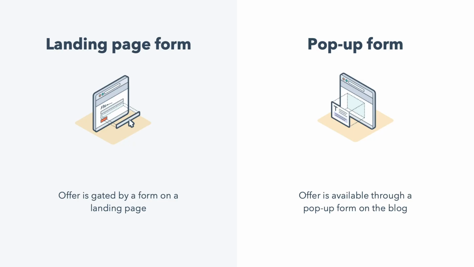To do this, you optimize your blog post with two different methods for converting traffic. One way is by adding calls to action to download a related content offer that is gated by a form on a landing page. The other way is by adding a pop-up form directly onto the blog post so that traffic can convert on the offer without ever leaving the blog post.